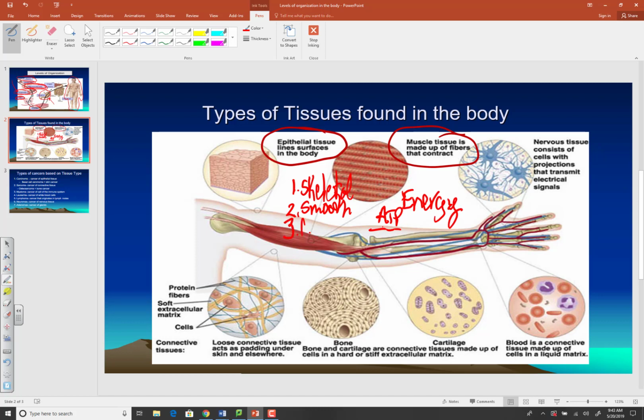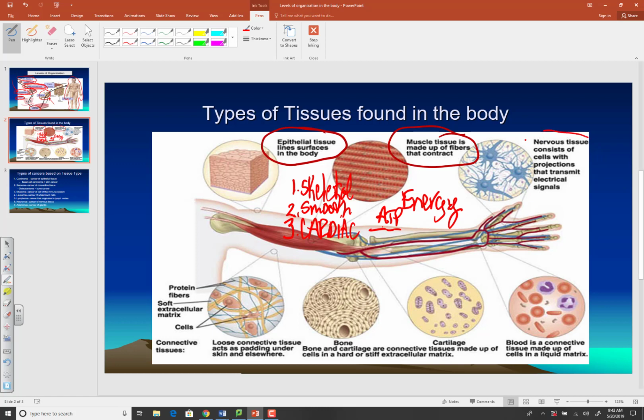Number three is cardiac muscle, and that's pretty self-explanatory, right? Cardiac is heart. Now, as we get into the different systems, I'm going to explain to you some of the subtle differences between each type of muscle. But just understand the function of muscle. The function of muscle is basically to move stuff, all right? And it contracts and relaxes.